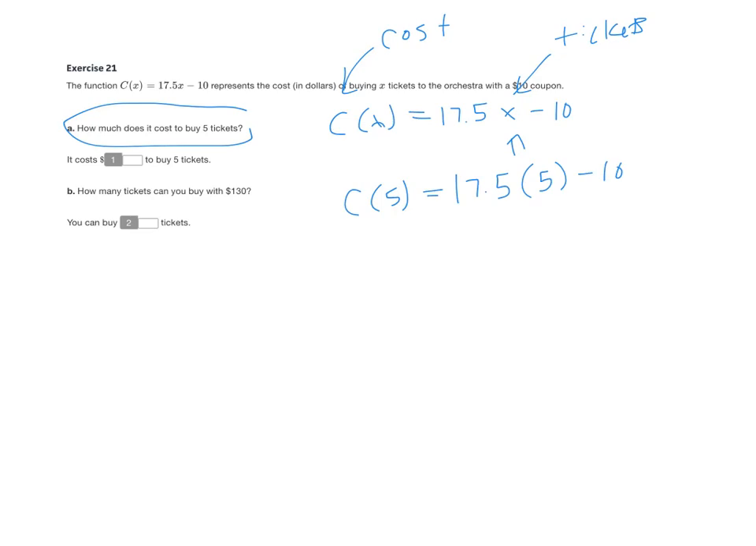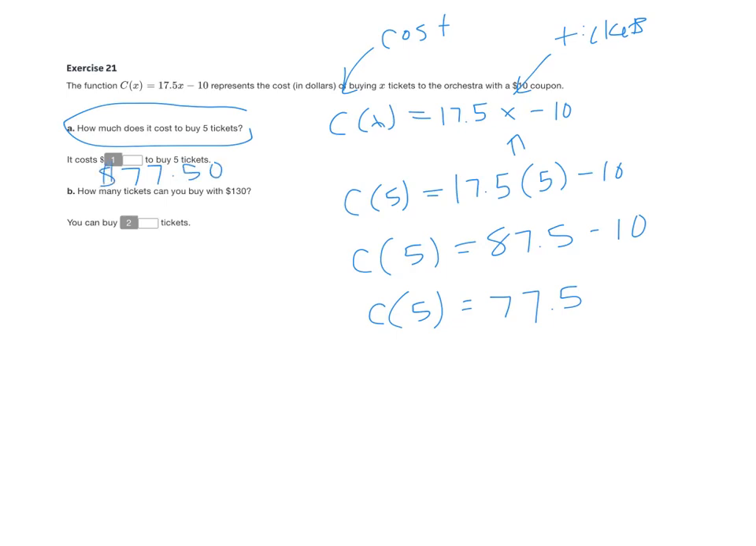So I've got 17.5 times 5 is 87.5. So C of 5 is equal to 87.5 minus 10. C of 5 is equal to 77.5. So that's the first part. $77.50. How many tickets can you buy with $130? So we're going to put in 130. That's going to represent C of x.